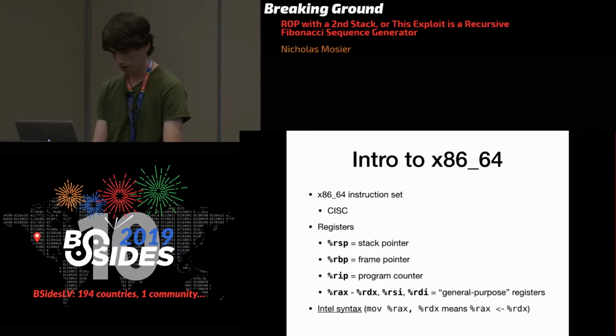So let's start with a brief refresher of x86. I know this is going to be a review for most people, but the most important features for the purpose of this talk are that it's a complex instruction set. The most important registers are the stack pointer, RSP, RBP is the frame pointer, and RIP is the program counter, the instruction pointer. Some general purpose registers are RAX through RDX, et cetera. Throughout the talk, I'll be using Intel syntax, so the right-hand side is the source and the left-hand side is the destination.